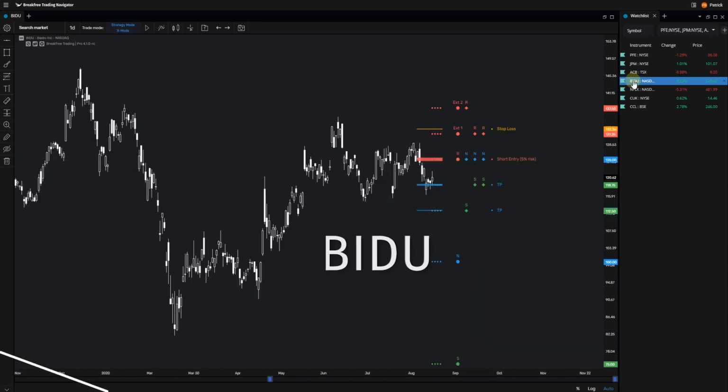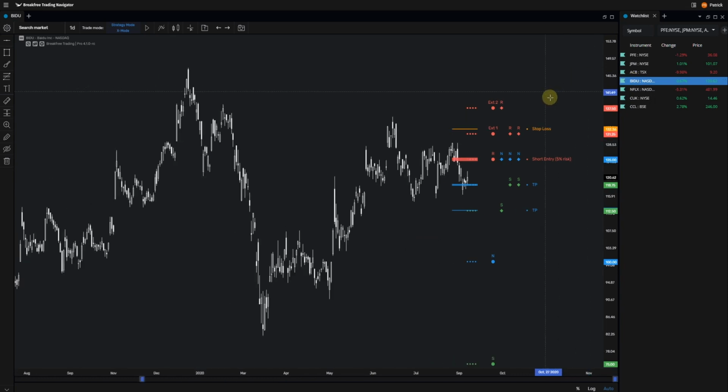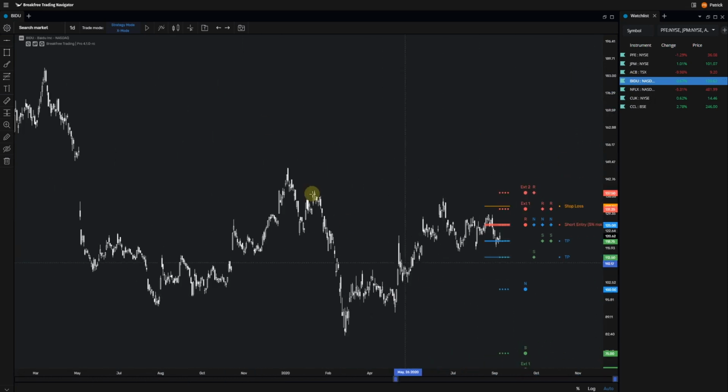Moving on to BIDU. This is another short entry. It's a very fresh trade. This has not played out yet. Overall, BIDU is in a downtrend. We were down in this downtrend, we created this lower high here, and now we went up and we created another lower high. So price is in a very good downtrend.